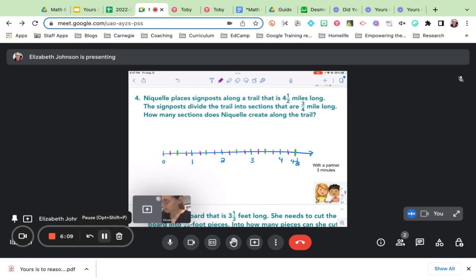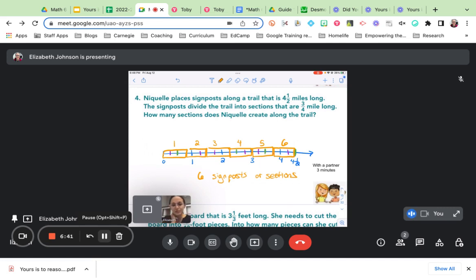There we go. Now we need a signpost at every 3/4. So let me get another color. And then every 3/4, we're going to need a signpost. So how many signposts did we need? We needed 1, 2, 3, 4, 5, 6 signposts. So that's 6 signposts or 6 sections.